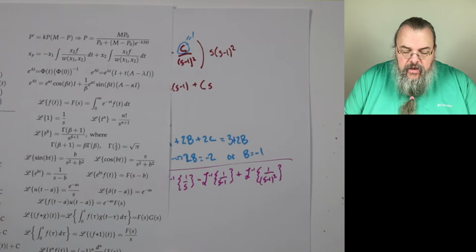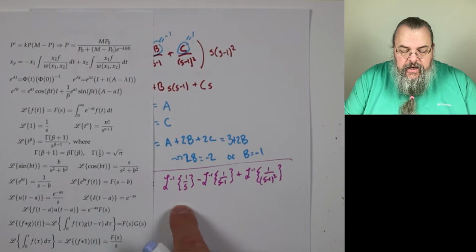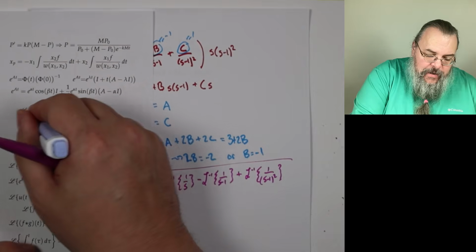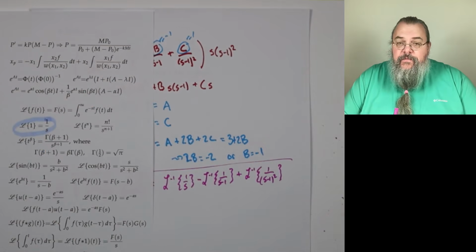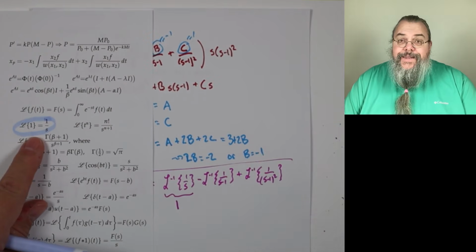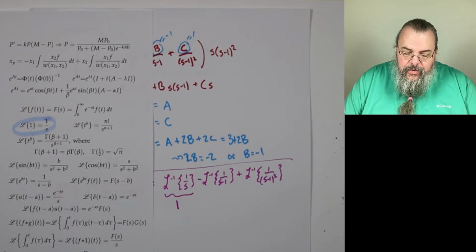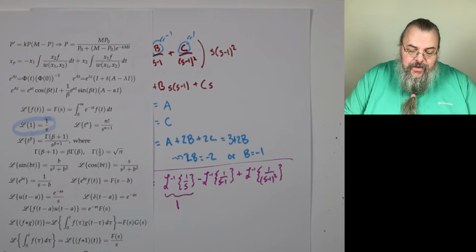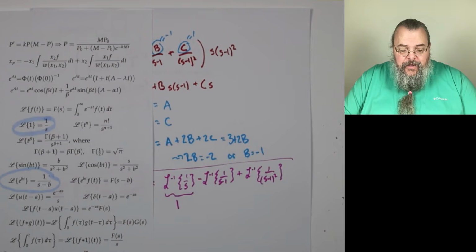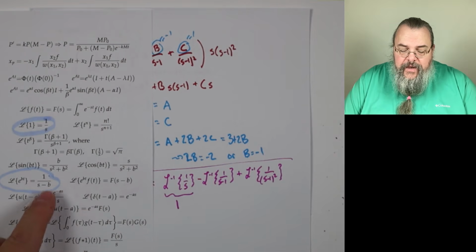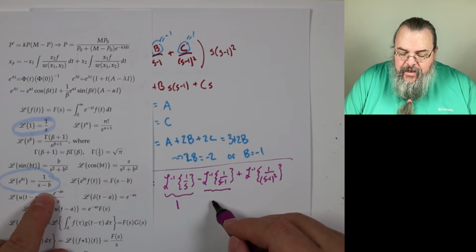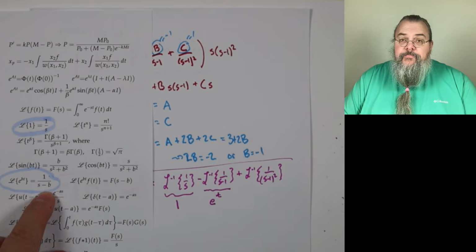Well, the Laplace inverse of 1 over s, there's a 1 over s. So the Laplace inverse of 1 over s is going to be 1. Easy. Now, the next one, 1 over s minus 1. Well, we have that the Laplace transform of e to the something t is 1 over s minus that something. So this is going to become e to the t.